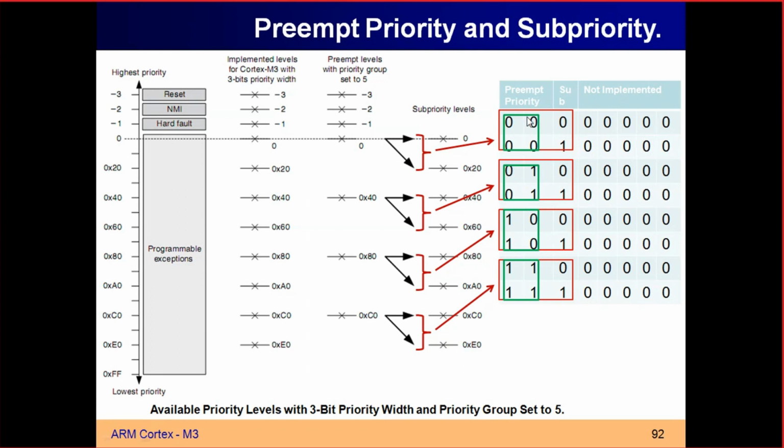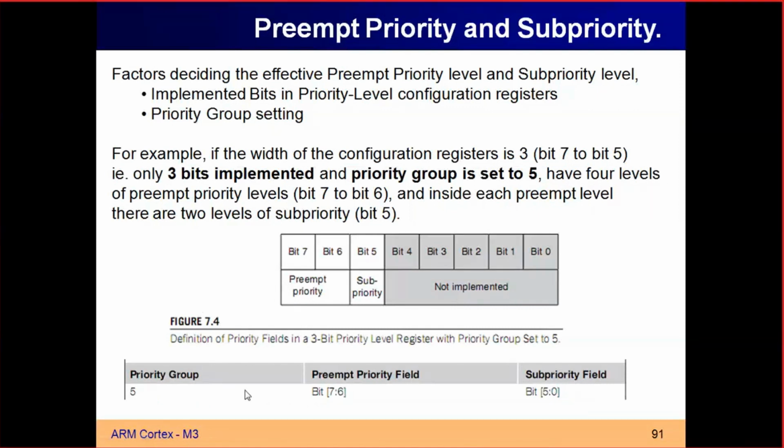Before writing the program, you need to identify how many bits are implemented. If you know that, then only you can find out how many levels there are. If you have 3 bits implemented, you will have only 2 raised to 3 levels, so you cannot write a 9th interrupt. That is what you need to keep in mind. And I can configure this by these registers, the priority level register, priority group register, etc.